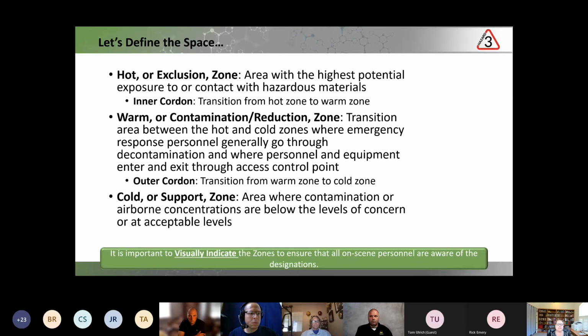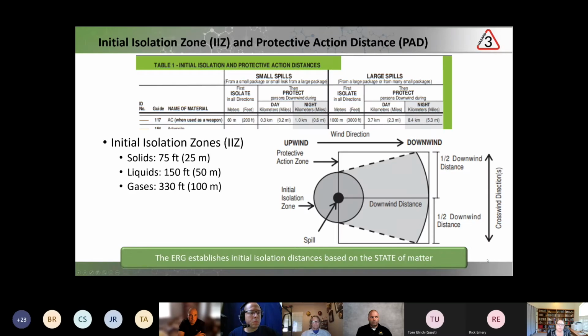Well, then you can do things like traffic cones. You can do caution tape. There's a whole lot of things you can do to visually indicate, but it has to be something that's automatically visible to everybody to make sure that it's very clear.